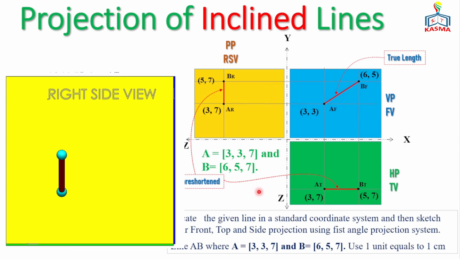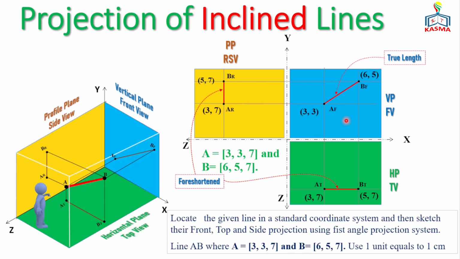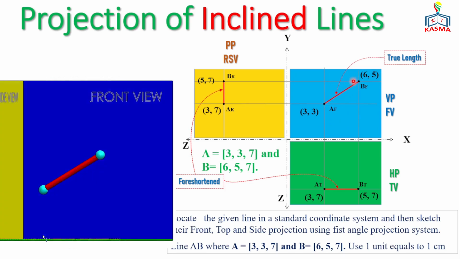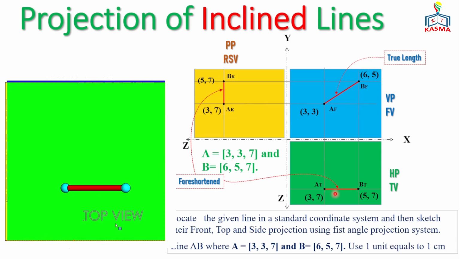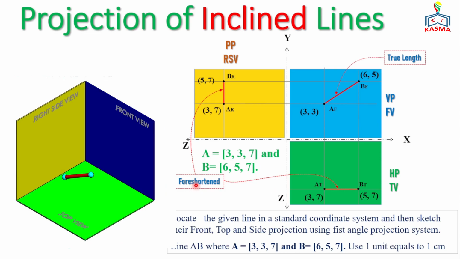As you observe here, the line on the vertical plane, that means the front view, is with a true length, but the other two, that means the side view and the top view, are foreshortened. So this is just the nature of the inclined line.